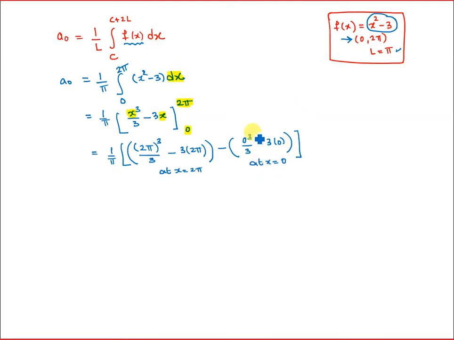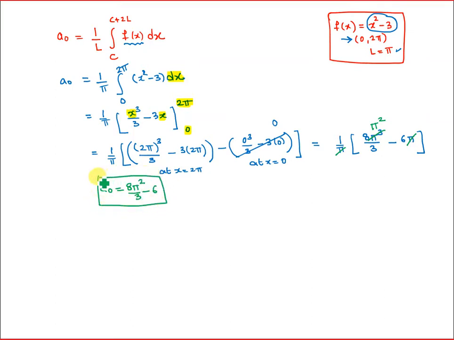You can see that both of these terms cancel out to be 0. So when you simplify, it will give you 1 over pi, 2 power 3 and pi power 3. It gives you 8 pi power 3 over 3 minus 3 times 2 gives you 6 pi. You can cancel this pi with this pi, and so here we are left with pi power 2. This gives us the value of A0 as 8 pi square over 3 minus 6. This is the value of A0.